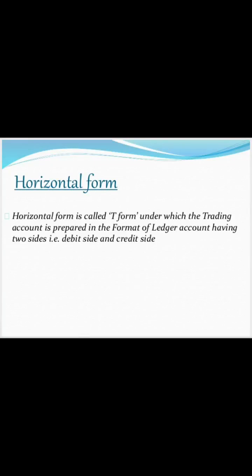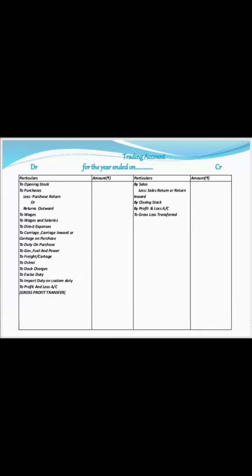Horizontal form of representation, also known as T form, under which the trading account is prepared in the format of a ledger account, having two sides, that is, debit side and credit side. Let us see the format of trading account.